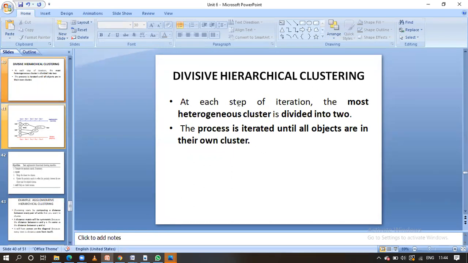That is why here we call it a top-down approach. At the top we start from the root. At the bottom we have the leaf nodes.